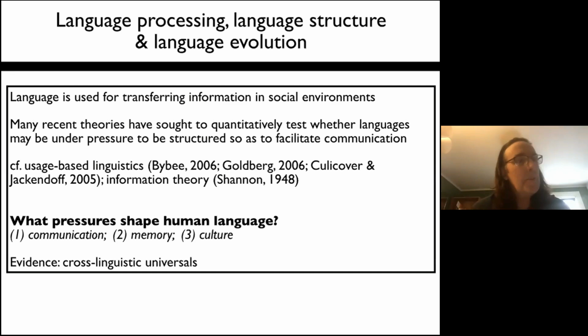My baseline guess is that because language is used for transferring information in social environments to other people, many recent theories have sought to quantitatively test whether languages may be under pressure to be structured so as to facilitate communication. Modern work in this area builds on what's called usage-based linguistics, which I'm sure many of you are familiar with, which is Joan Bybee and Adele Goldberg and others. Then we try to formalize some aspects of those and quantitatively evaluate some of these ideas using some tools of information theory, from Shannon.